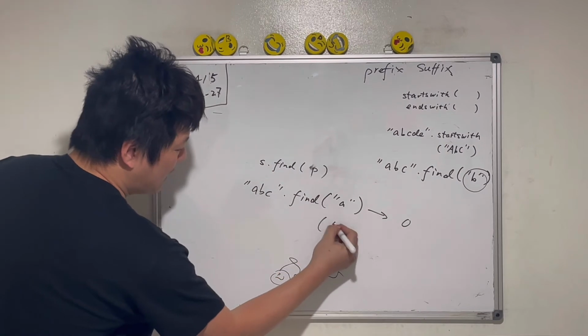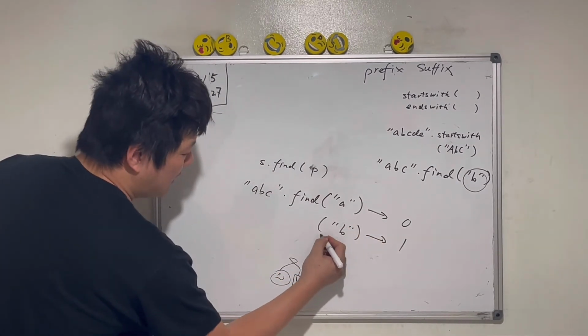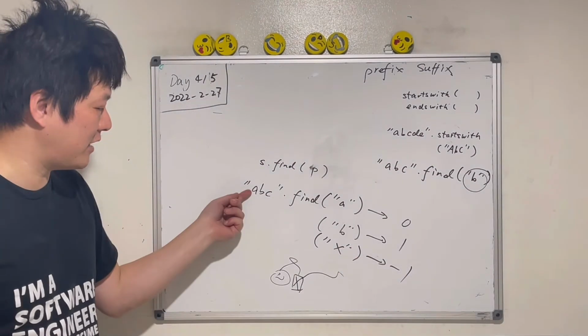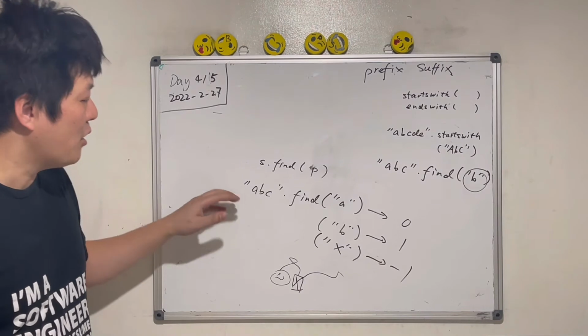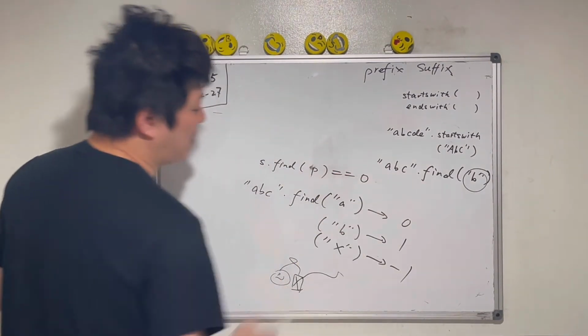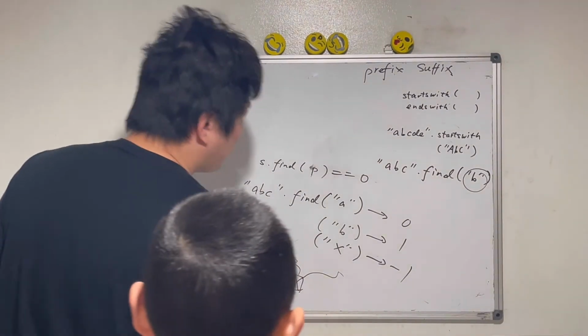ABC define B, you will tell me is 1. ABC define X, you tell me is -1 because X is not in ABC. Alright? So we can use this function S define P. If it equals than 0, then it's a prefix. Easy? Yeah? That's one way.